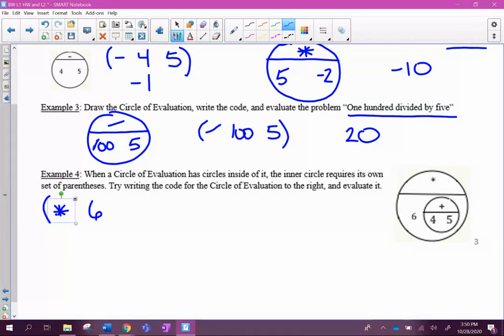So that second circle of evaluation gets its own code. So I'm starting a parenthesis again. The new operation is addition. And then we have 4 and 5. So that inside circle of evaluation is 4 plus 5. But then I'm taking that result and multiplying it by 6. So we are done writing code, so I need 2 closing parentheses. Okay?